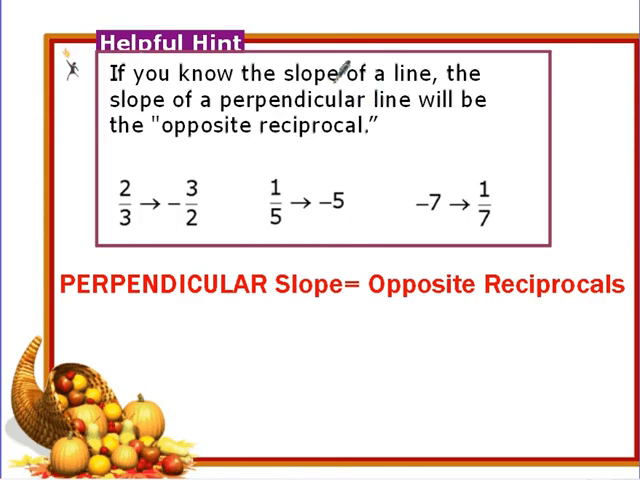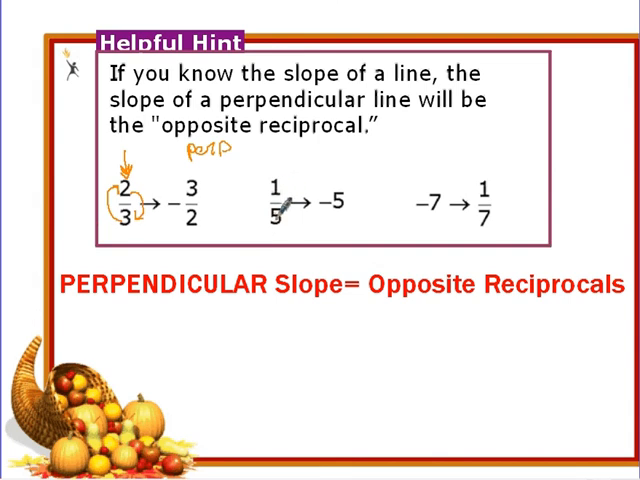So the way you know perpendicular slope is you take the opposite reciprocal. So here is the slope of our first line. If we had a perpendicular line, then it would be negative. This one was a positive, so you'll do the opposite. The opposite of positive is negative. And then you take the reciprocal. You flip 3 and 2 upside down. So now it's 3 over 2 instead of 2 over 3.